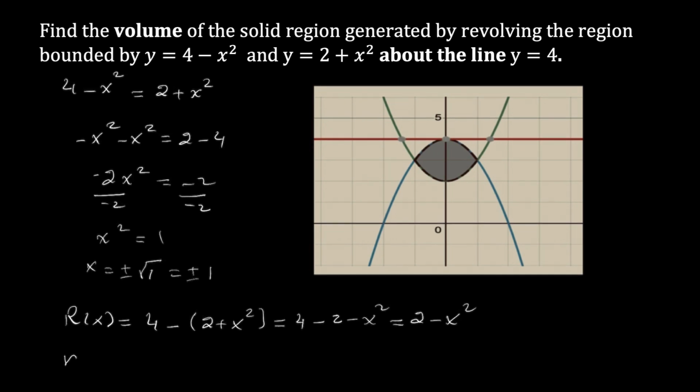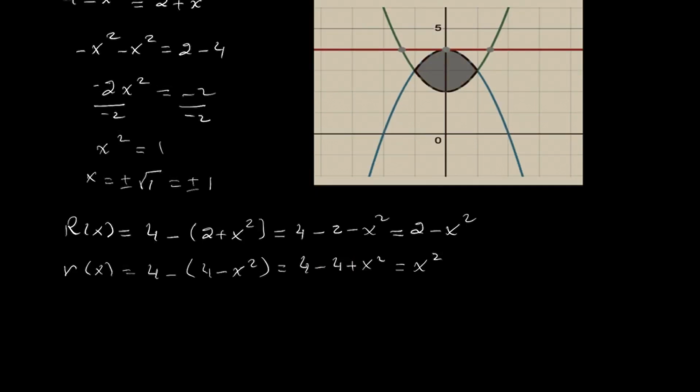And the inner radius, which is the smaller one, is going to be equal to 4 minus the function which is closer to the line. Which function is closer to the line between minus 1 and 1? It's going to be 4 minus x squared. Simplify it, you get 4 minus 4 plus x squared, because we have minus times minus, which is going to be equal to x squared. 4 minus 4 cancel. And we do the volume then.